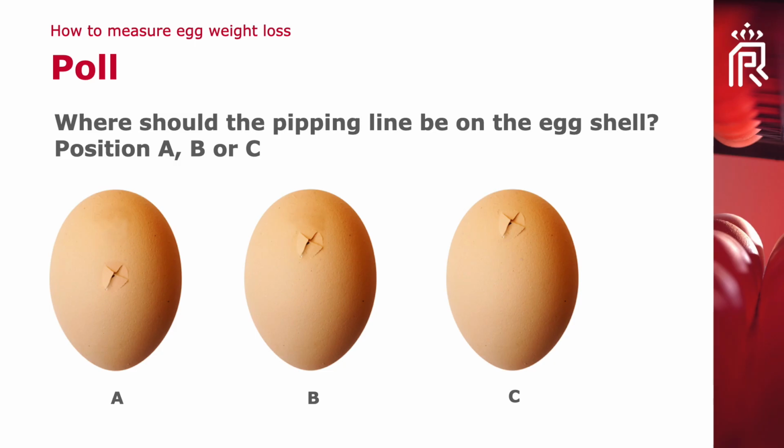Now, a poll. Where do you think the pipping line should be on the eggshell? So I have here 3 different types of eggs. We have A, B, or C, and we have 3 different pipping lines. So the pipping line of egg A is around the equator, B is a little bit above that, and C is a little bit above B again.